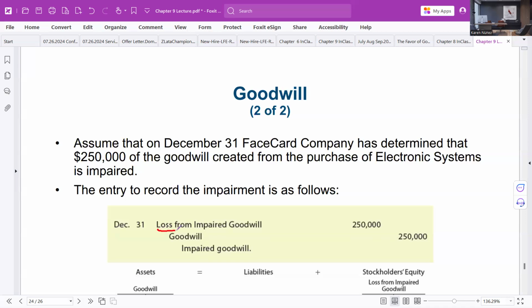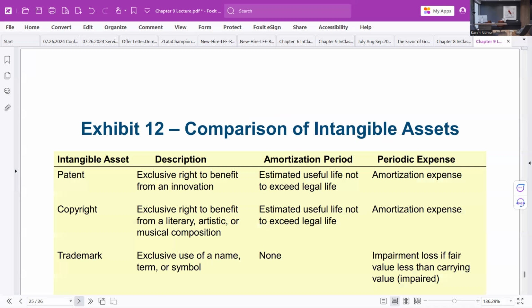So it's not an expense account. We just call it a loss account. Debit the loss, credit the goodwill account. So it's kind of like amortization in that we're amortizing a portion of the cost. It's just that a portion of that cost goes into a loss account. It doesn't technically go into an amortization account.